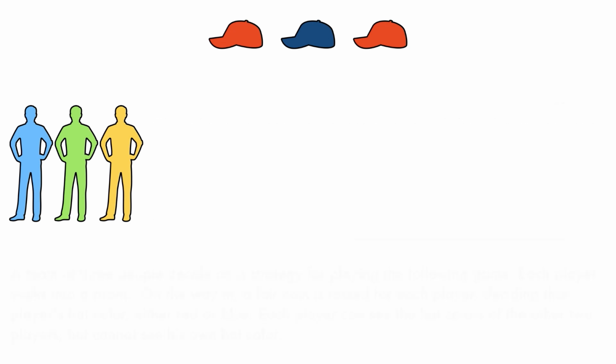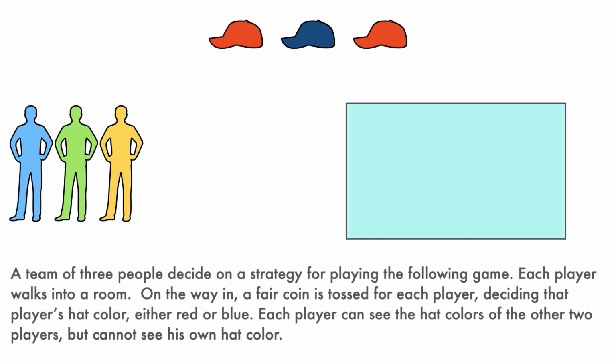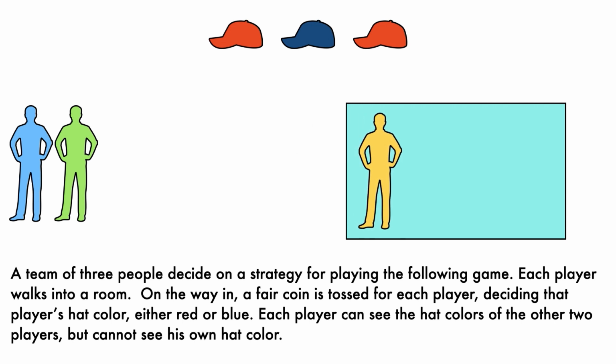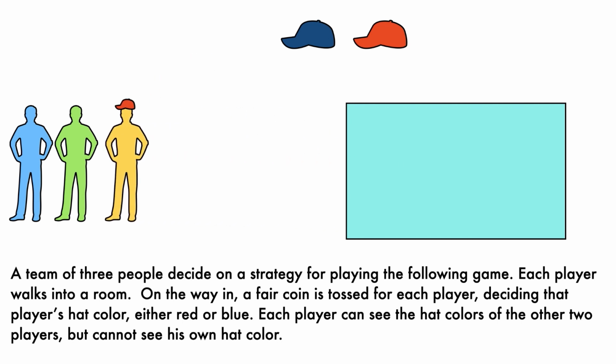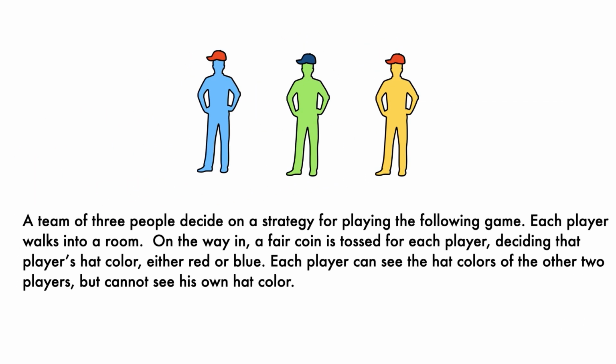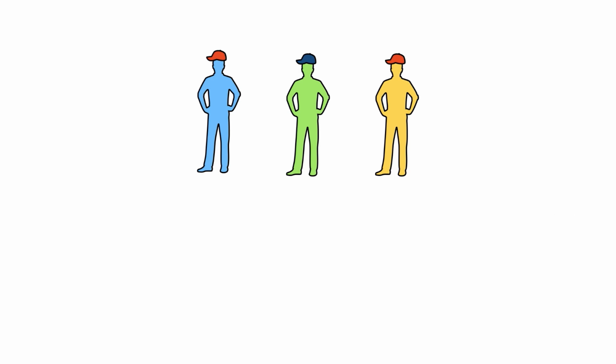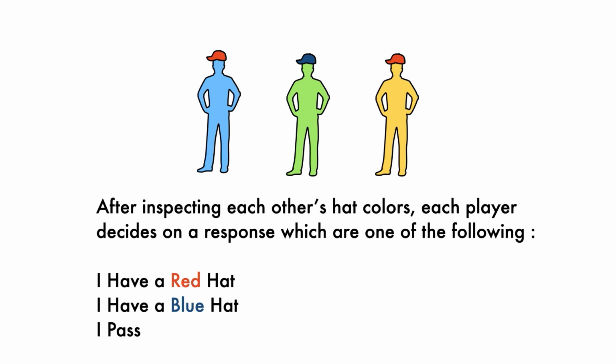Let me repeat the puzzle. A team of 3 people decide on a strategy for playing the following game. Each player walks into a room. On the way in, a fair coin is tossed for each player, deciding the player's hat color either red or blue. Each player can see the hat colors of the other 2 players but cannot see his own hat color. After inspecting each other's hat colors, each player decides on a response, which is one of the following. I have a red hat, or I have a blue hat, or I pass.